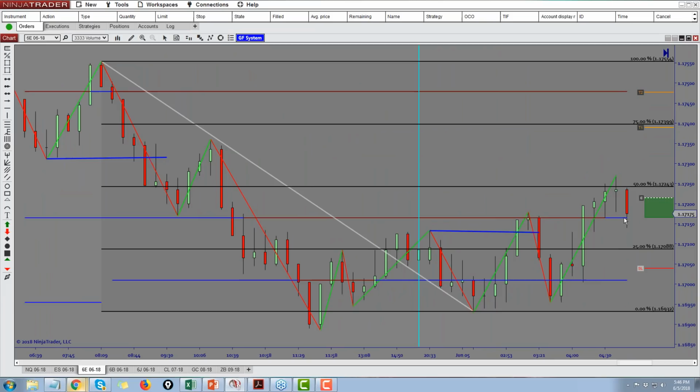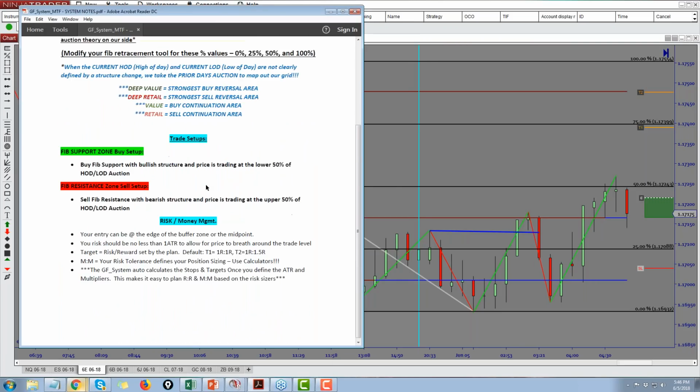Can we take this long right here? This is the next question. Can we take it long? Where are we in the fib levels? Where are we in the grid? Let's go back to the system rules for a second. You can buy fib support with bullish structure and prices trading at the lower 50% of the high of day, low of day auction. We are below 50. We are now in what we consider a trend continuation environment.